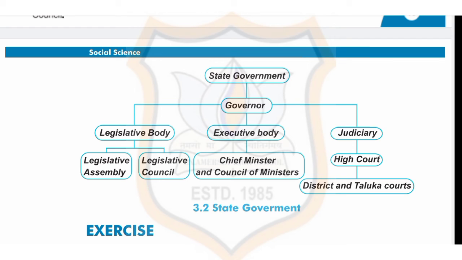Then, to become a member of the Legislative Assembly, one must be an Indian citizen and must not be less than 25 years of age. According to the Constitution of India, the number of members in the Legislative Assembly must not exceed 500 and not be less than 60. The governor is the first citizen of a state. She is the constitutional head. The entire administration of the state runs in her name. She functions as the representative of the president.